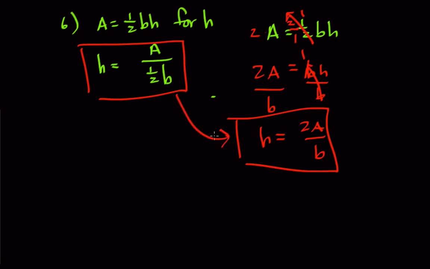If you made up numbers for a and b, you would get the exact same answer, whether you perform the calculation like this, you took half of the base and then divided it into area, or whether you doubled the area and then divided that by the base. Same thing.